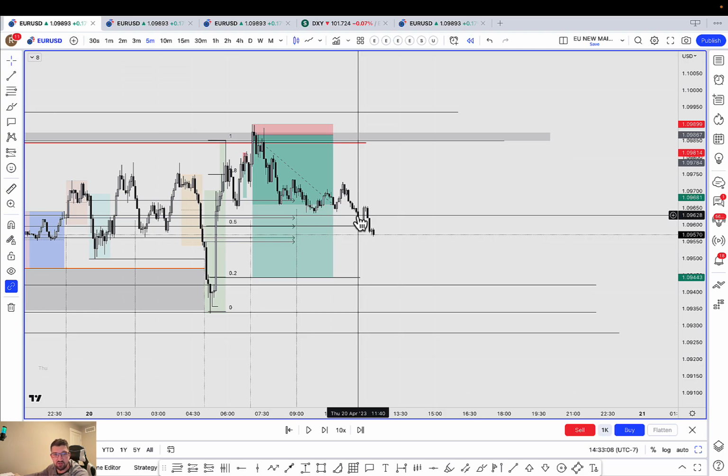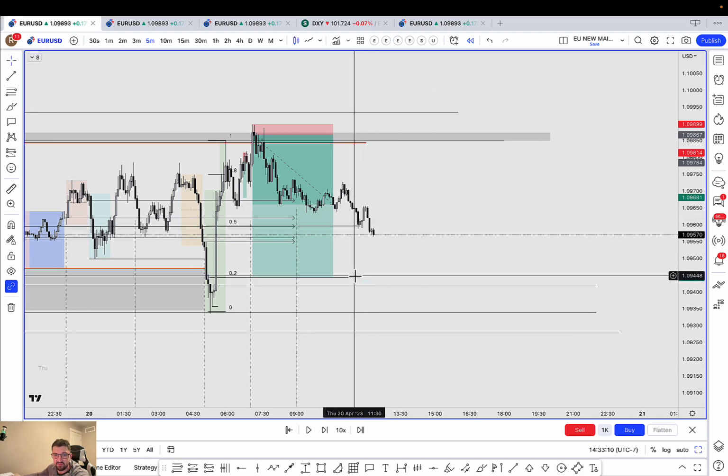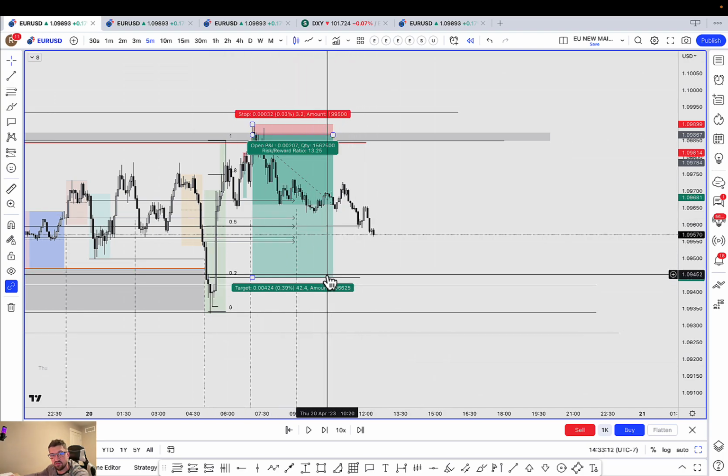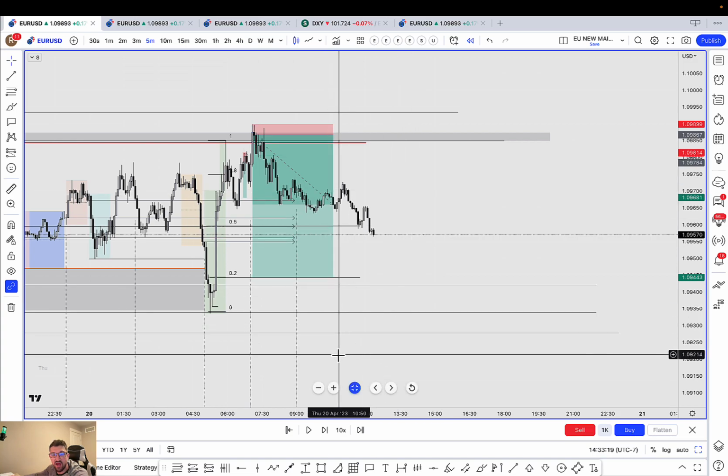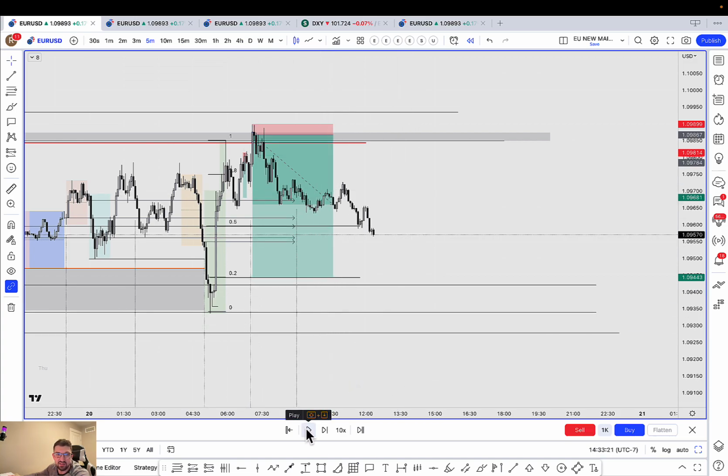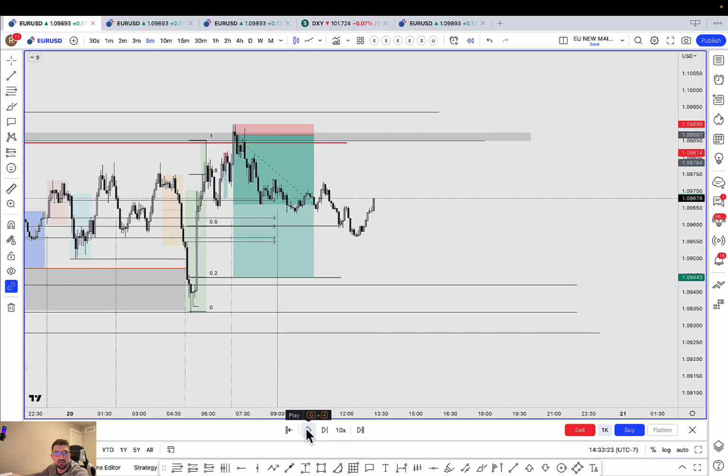So this is my TP1. I take 50% here, and then I leave 50% to run here. Only at this point do I now break even. At this point now, if price came back, it'll likely take the high. So we can actually fast forward a bit more.